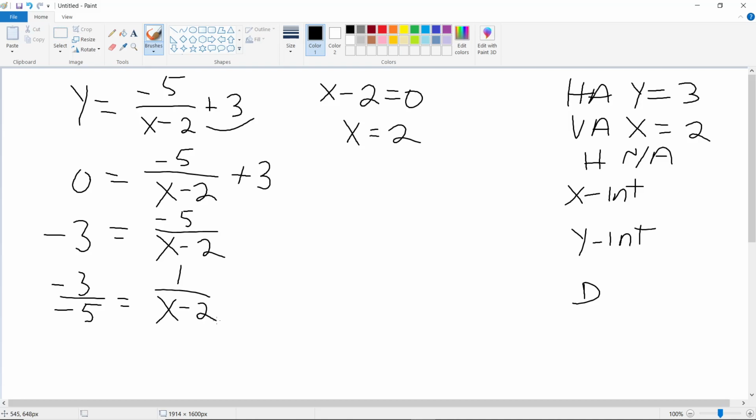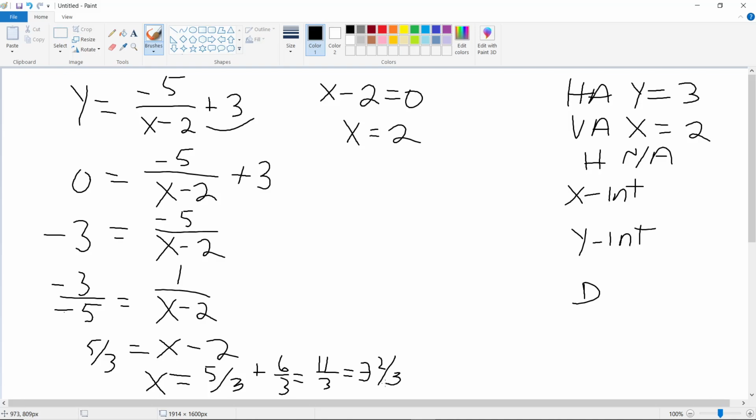I will flip both sides. So those minus signs go away. Negative divided by negative is positive. 5/3 equals x minus 2. I just flipped both sides. Then I'll add 2 to both sides. X equals 5/3 plus 2. Well, 2 is, 3 times 2 is 6, so 2 is 6/3. 5/3 plus 6/3 equals 11/3, equals 3 2/3. So the x-intercept is 3 2/3.